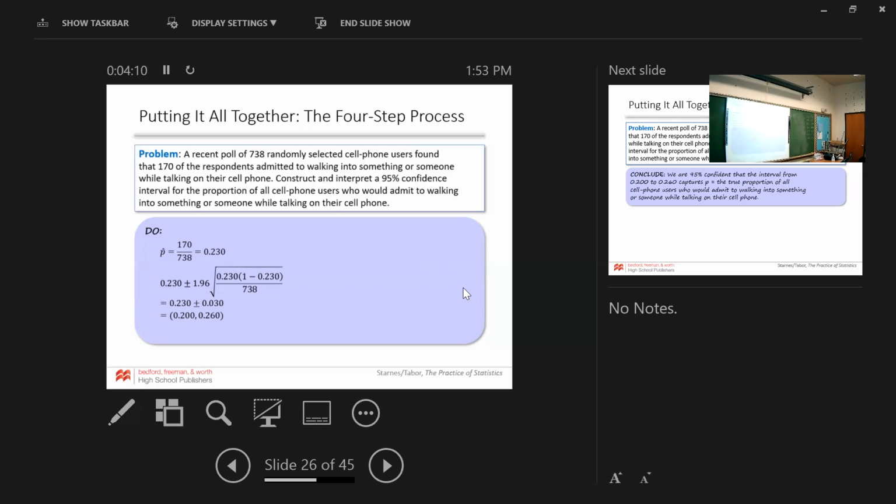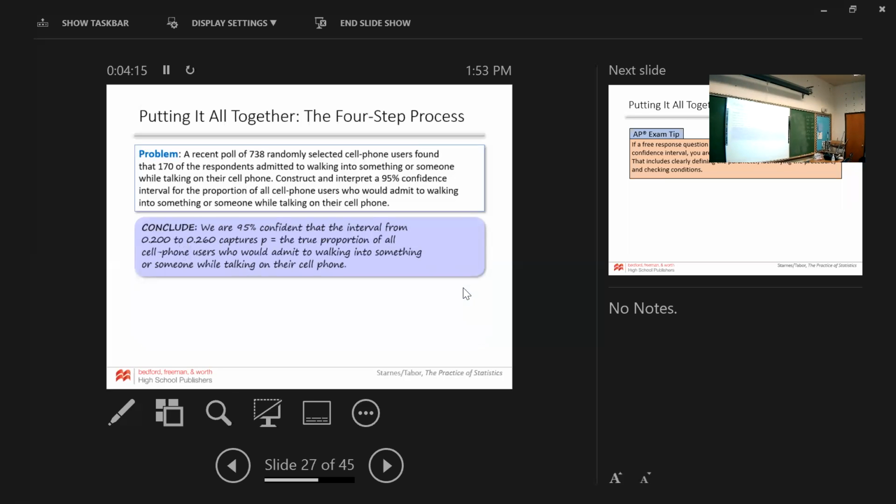And the interpretation is, you are 95% confident that the parameter is between 20 and 26% of people that admit to walking into someone while talking on their cell phone or texting. What does that mean? If you took many, many samples of size 738, 95% of those confidence intervals would capture the parameter.